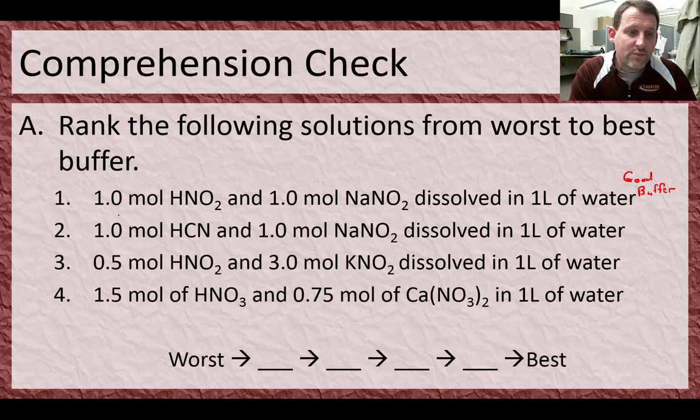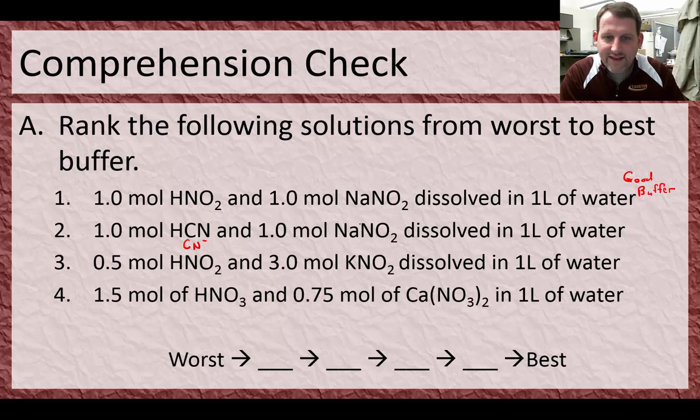All right, so this next one we have 1 mole of cyanic acid and 1 mole of sodium nitrite. Now notice the conjugate base of this is CN minus. We don't have any CN minus here, so we're not adding any buffering capacity by adding this in. This doesn't matter at all. This HCN has to stand as a buffer on its own two feet. And we know that a weak acid has a little bit of buffering capacity, but not very much. So this is a bad buffer.